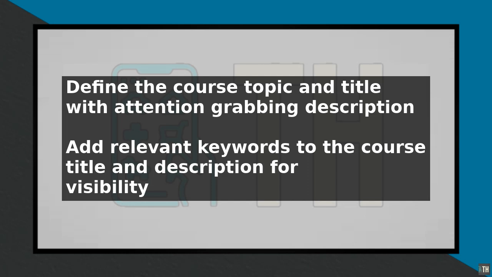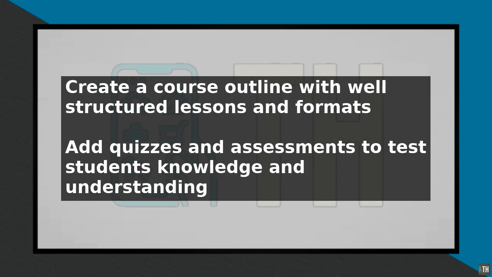Once the course is created, set a price and determine the course format. Sofi offers various pricing options, including one-time payments and subscription-based models. Choose a pricing option that aligns with the course content and target audience. Determine the course format, such as self-paced or instructor-led, and set a schedule for course delivery.